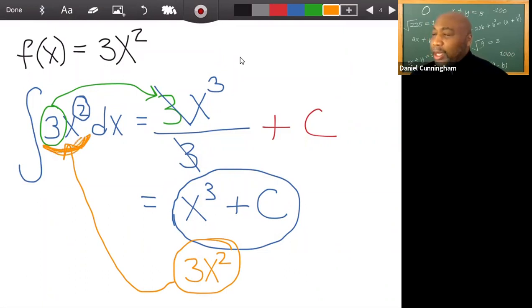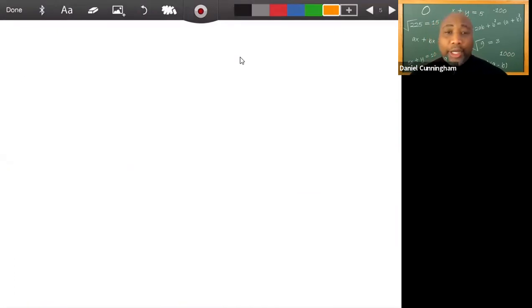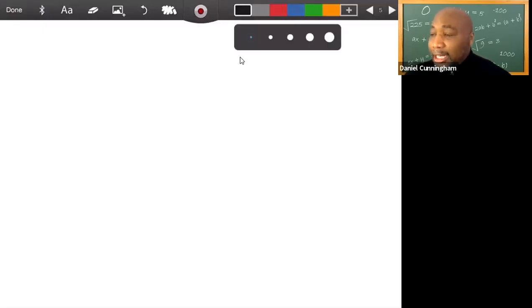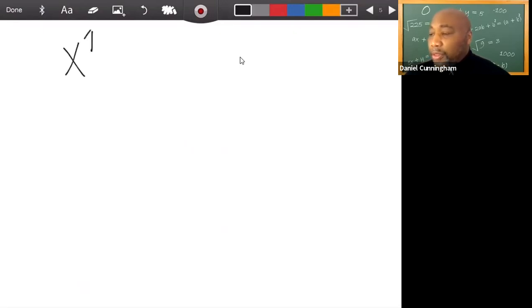So this is correct. Let me show you another example without having a constant in front of it. So let's look at a function. Again, let's do another function. Let's say we have x to the 4th. That's our function.